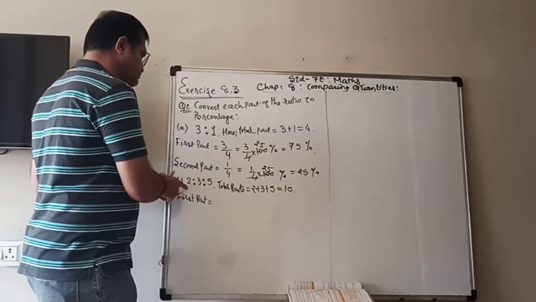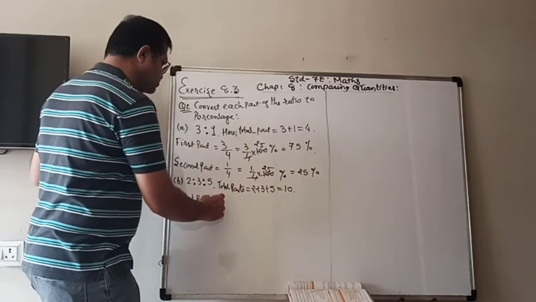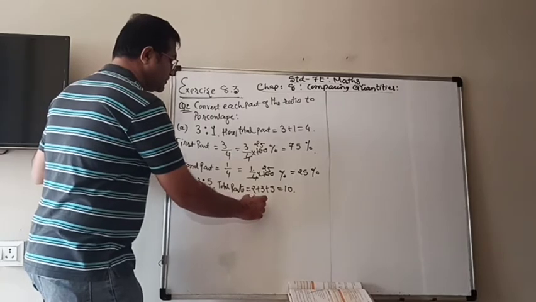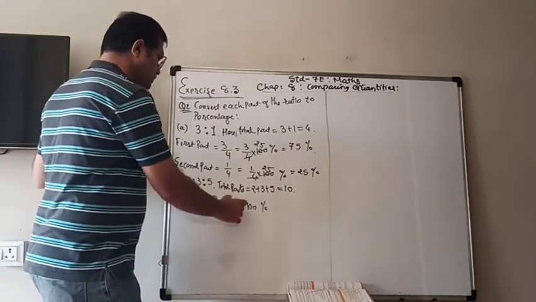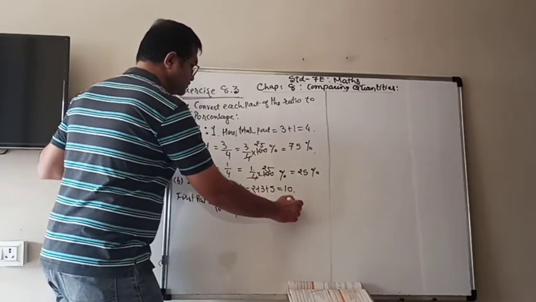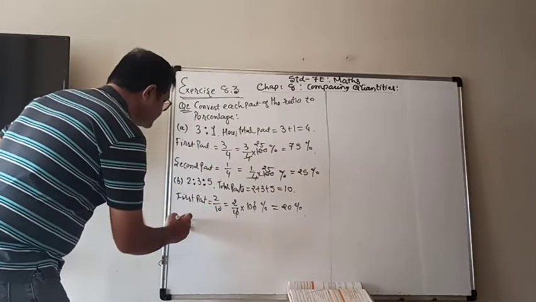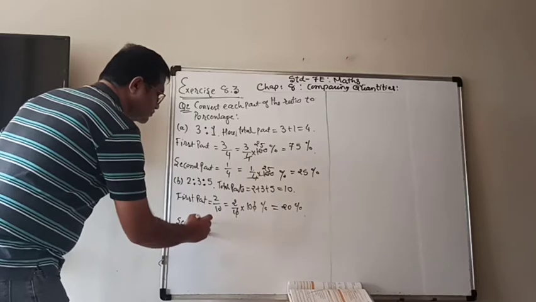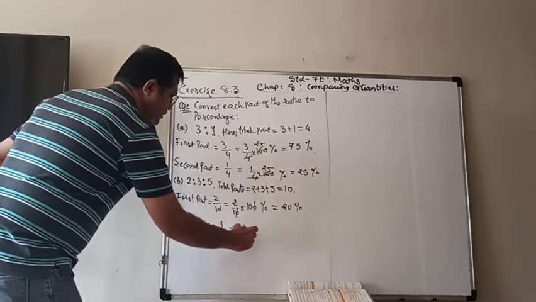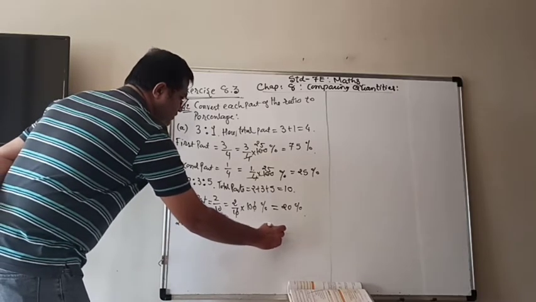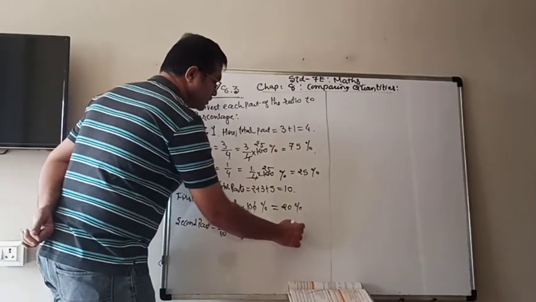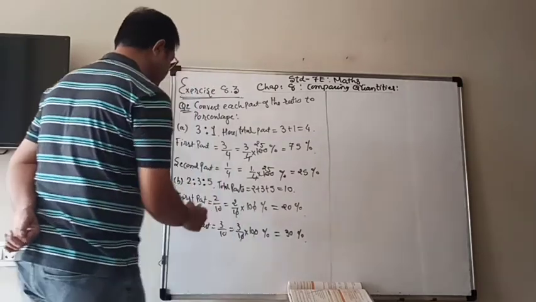Now the first part. The first digit here is 2 out of 10. So first part is 2 upon 10, and that is 2 upon 10 into 100%. So you can cancel it. 10 2s are 20%. Second part is 3 out of 10. So 3 upon 10 multiplied by 100%. Do the cancellation. So 10 3s are 30%.